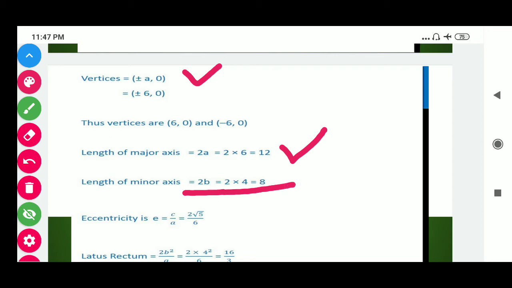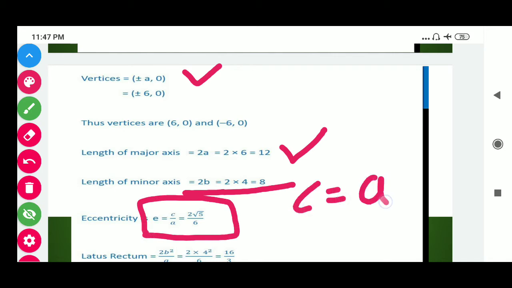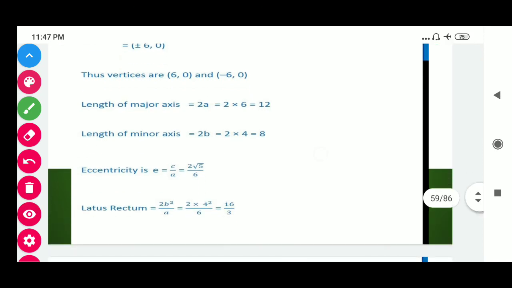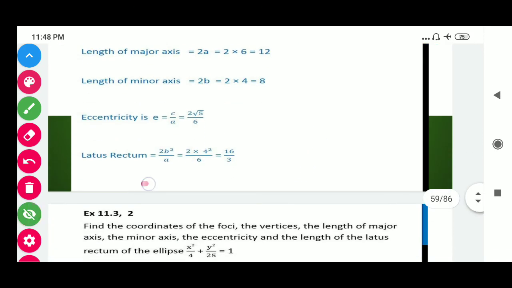Now we have to calculate the eccentricity. Eccentricity is equal to c over a. c is equal to ae. So if we put the value of the foci, 2 root 5 over 6, in this way we get the eccentricity. The length of latus rectum is 2b square over a. So put the value of b as 4 and a as 6, we get 16 over 3.